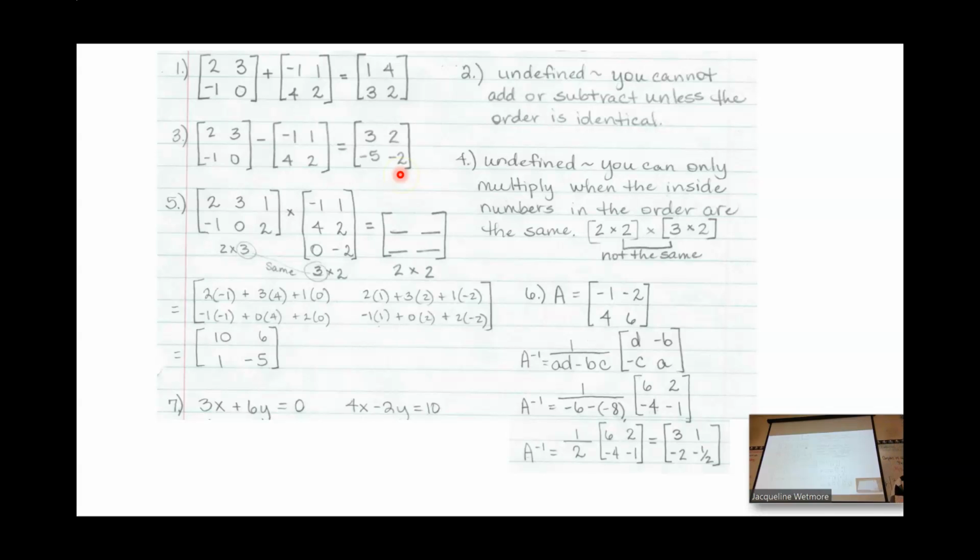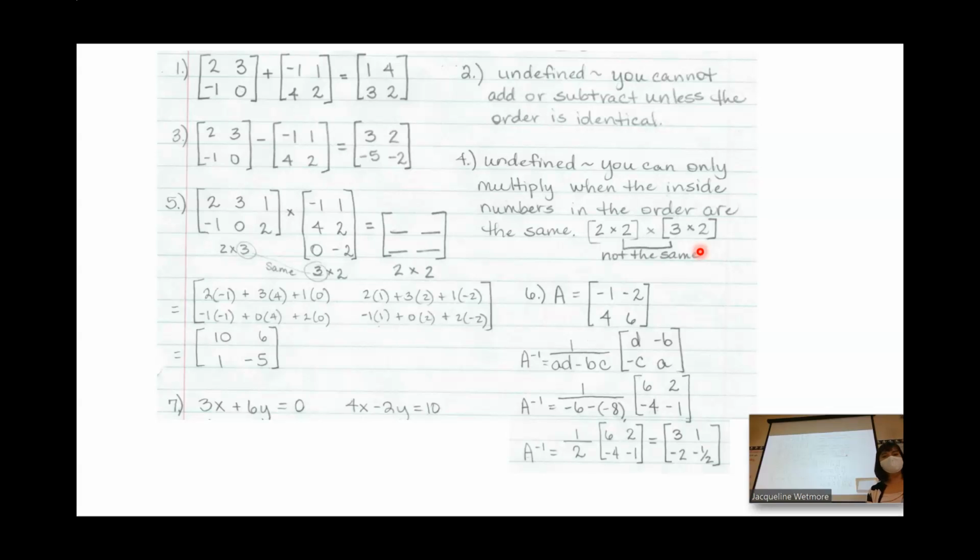All right, what has to be true in order for me to multiply matrices? Numbers have to be the same. The what? The inside. Yes, the inside numbers in your order have to be the same. So for number 4, we have a 2 by 2 and we have a 3 by 2. The inside numbers are not the same. So again, it can't be done. And when it can't be done, I just say undefined.